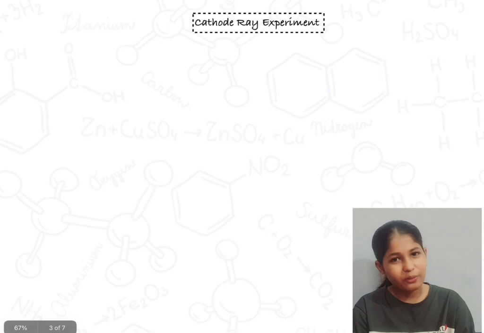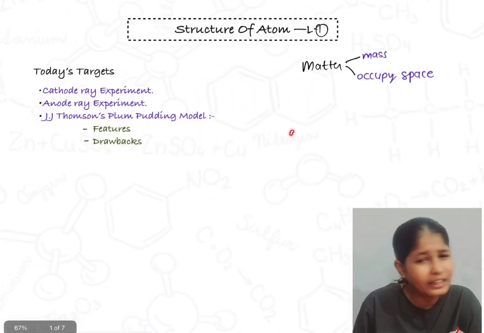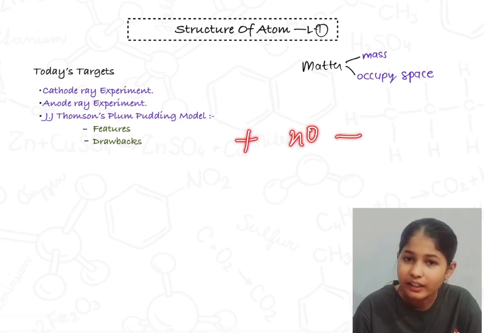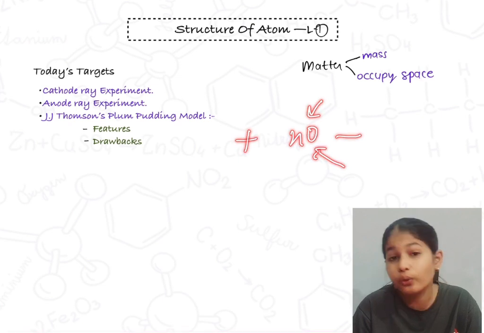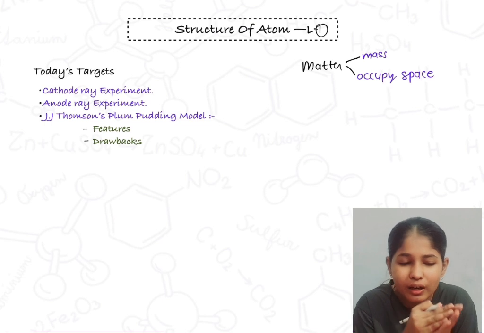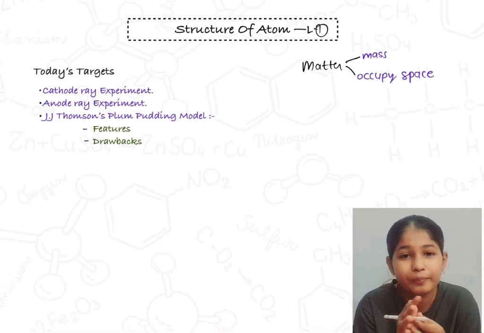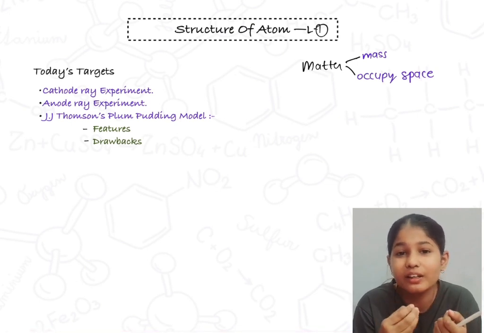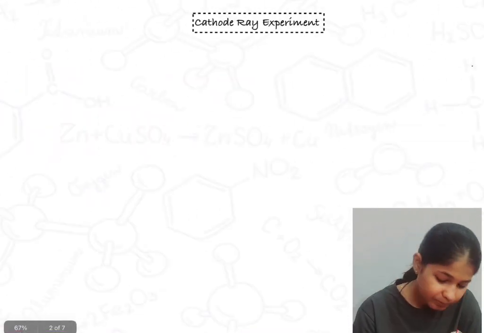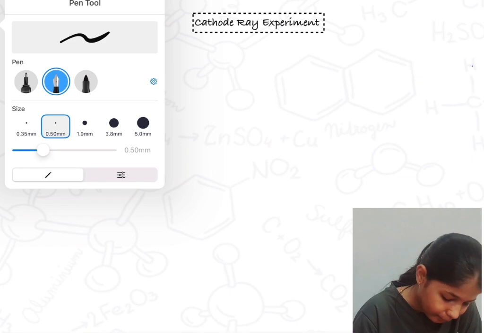But till now, the neutron was not discovered, because as you know, the neutron has neither positive nor negative charge. So it does not show any effect, and because of that a long time passed with no idea that neutral particles can also be present inside the atom. So let's start with the cathode ray experiment. Let me draw a diagram first.